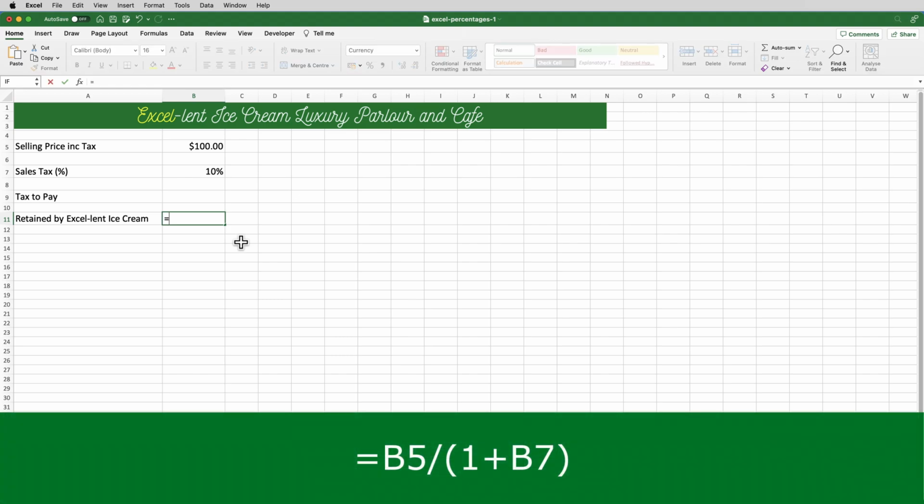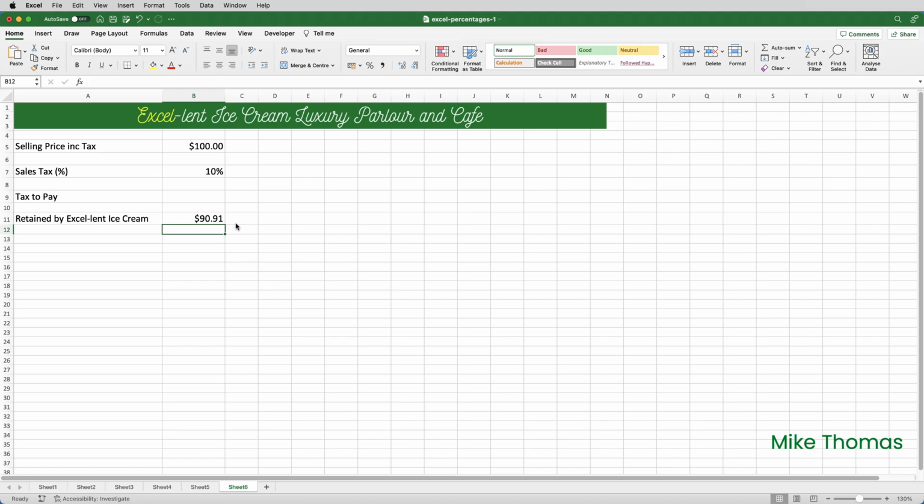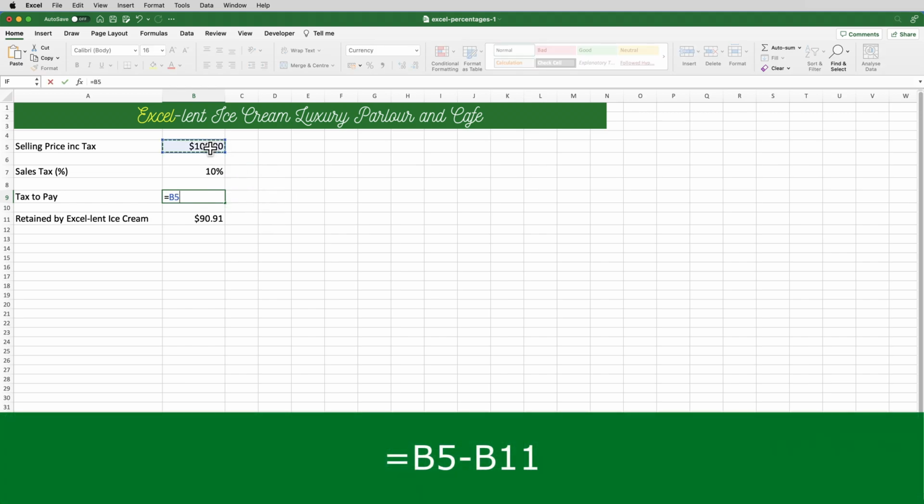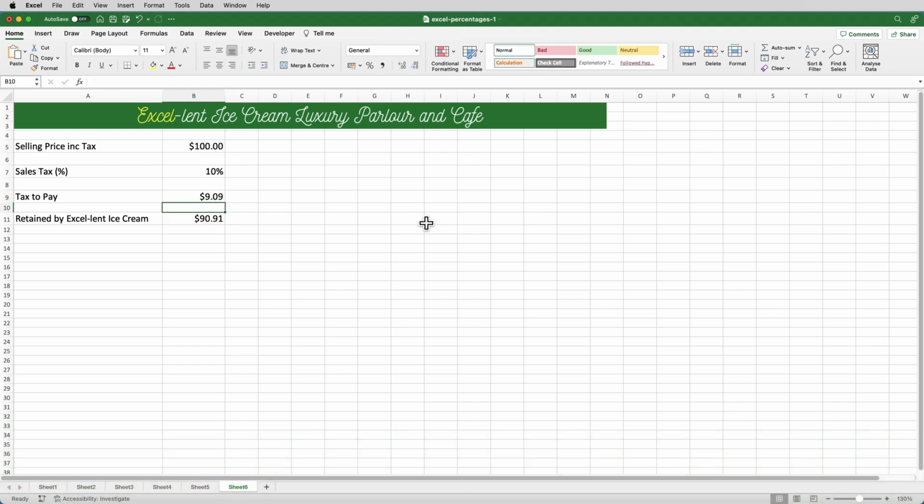So if I put in equals, the selling price is B5 divided by 1 plus the tax rate. And that 1 plus B7 needs to go in brackets so that it does that as a separate calculation. That gives us $90.91. And then if I go up to B9, I can put in B5 minus B11, and that shows me how much tax I have to pay. Well, that wasn't too bad, was it?